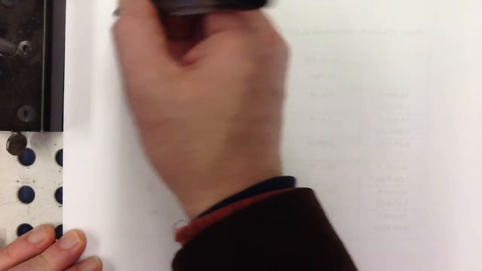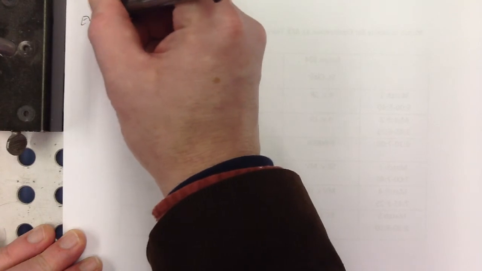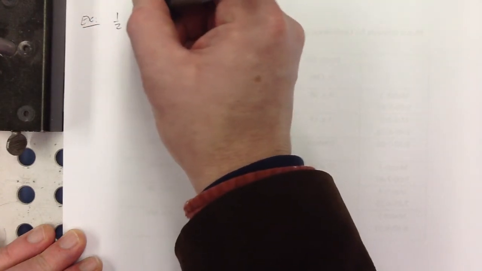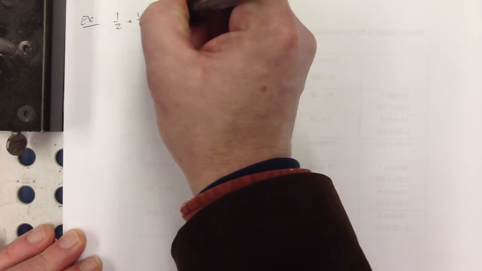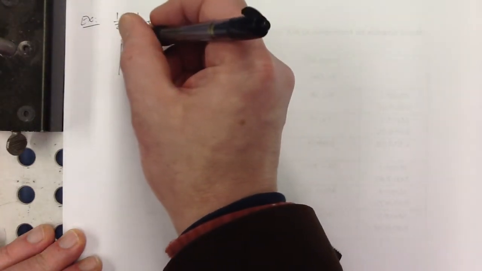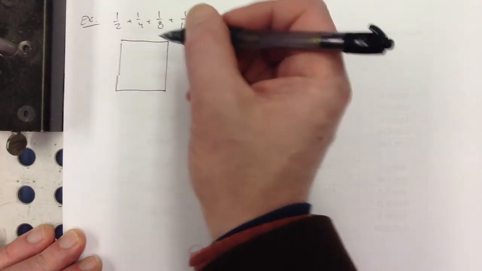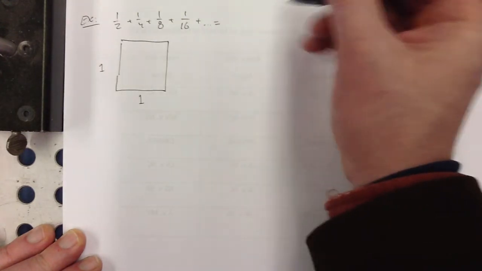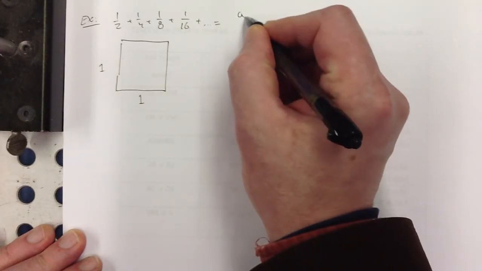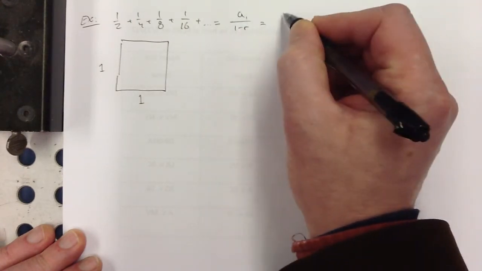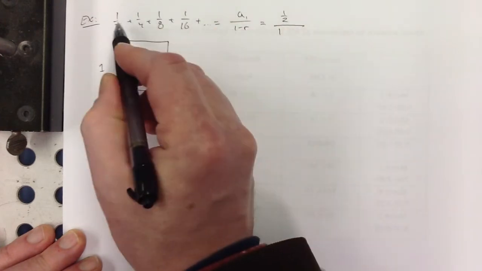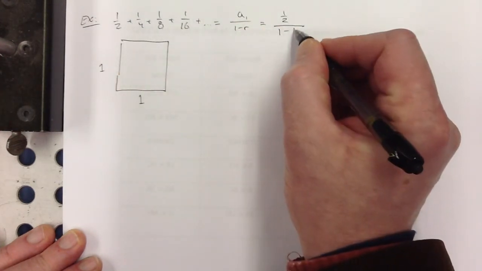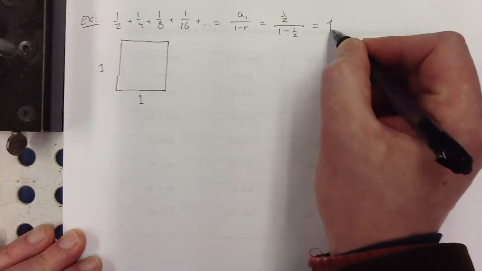But just in case you want more convincing, here's the series 1/2 plus 1/4 plus 1/8, similar to one that we just did. But I'm going to present to you here a geometric argument for why this is equal to 1. So the first term here is 1/2 over 1. What am I multiplying by each time? Multiplying by 1/2, so that's 1/2 over 1/2. That's equal to 1.